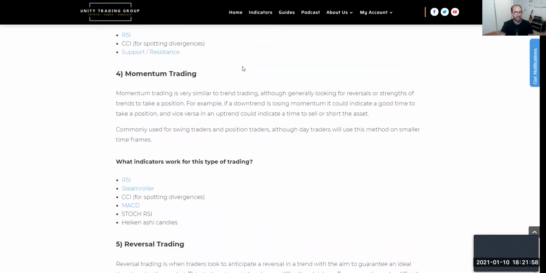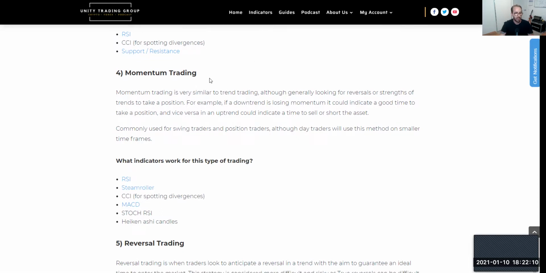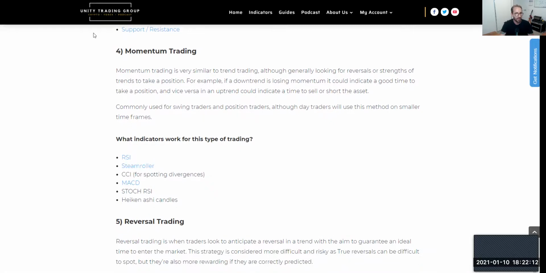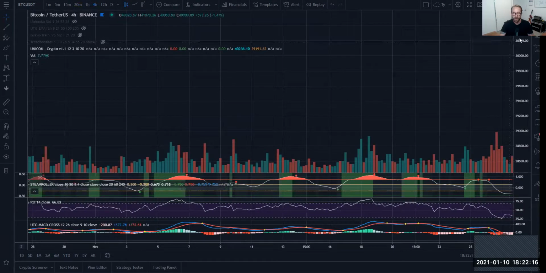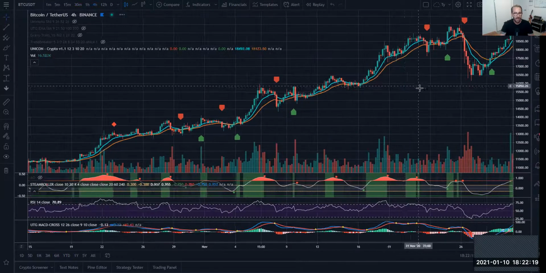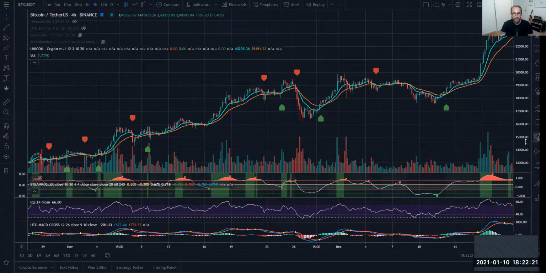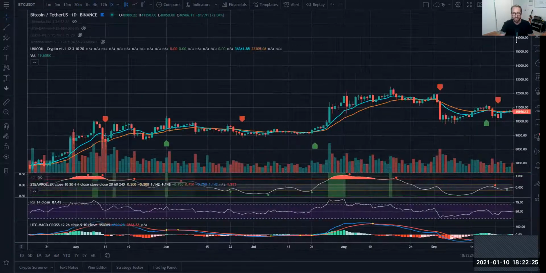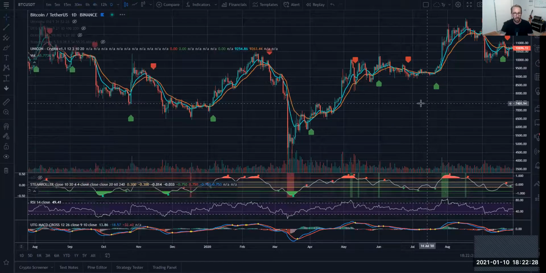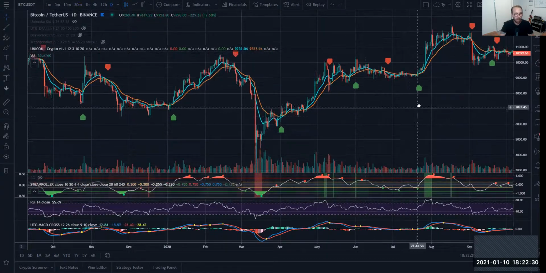So momentum trading is very similar to trend trading, although generally we're looking for reversals of strength or trends to take a position. So for example, if a downtrend is losing momentum, it could indicate time to take a position, and vice versa in an uptrend. And this is where Steamroller shines, because it tells us oversold or overbought conditions. It tells us when a trend is coming to the end of its run, and that we may be considering entries based on the discontinuation of that bullish or bearish sort of macro environment.